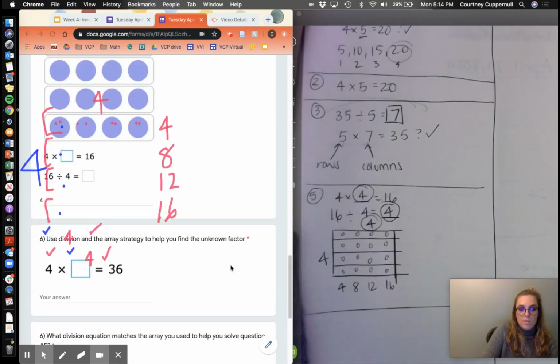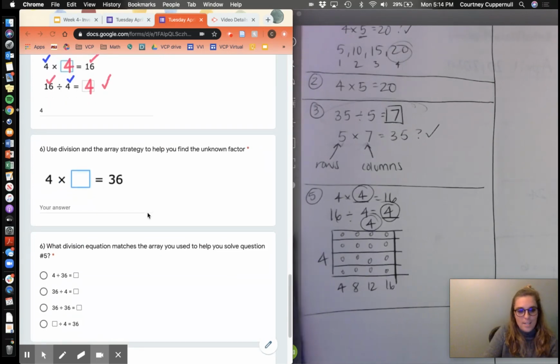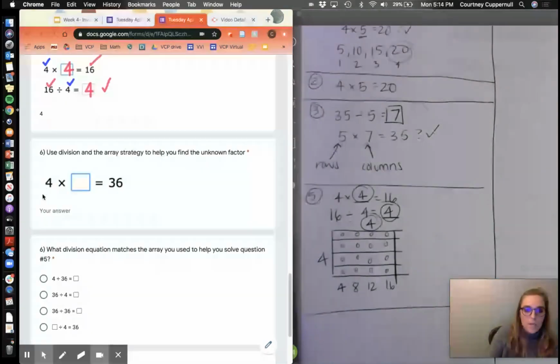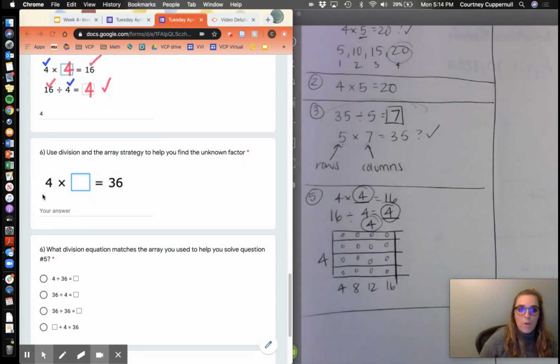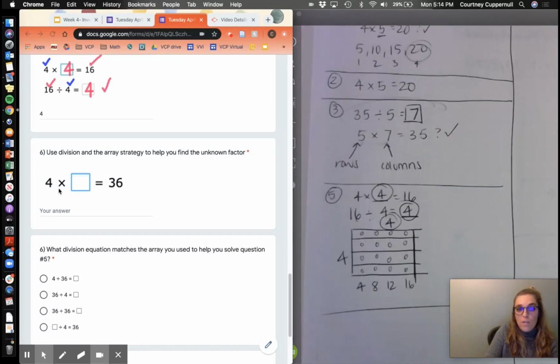All right, same deal as before, although this time I didn't give you the array. So I want you to use the division and array strategy that we just kind of practiced above right here. Oops, I moved my paper. To try to solve this equation here. So you don't have to necessarily solve the division equation. That's in question 6. Yet you're just solving this.